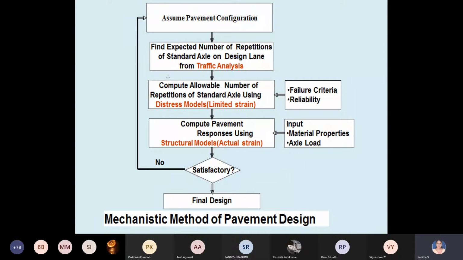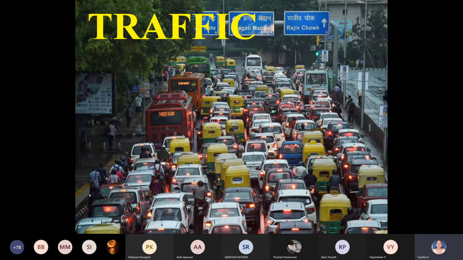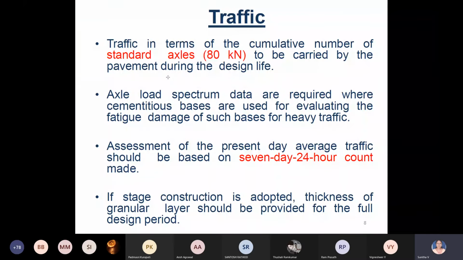So let us take the traffic first. Traffic in terms of the cumulative number of standard axles, 80 kilonewton, that's a standard axle. Standard axle means single axle with dual wheels on both sides. The weight of 80 kilonewton is taken as the standard one. So you have to find all the axle loads in terms of this. If some axle is a tandem axle, convert that into equivalent standard axle.